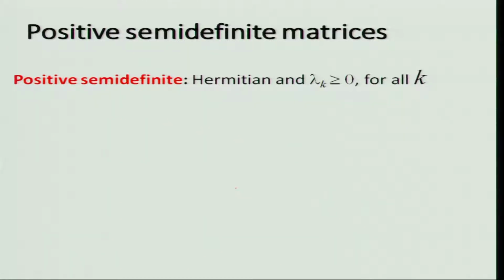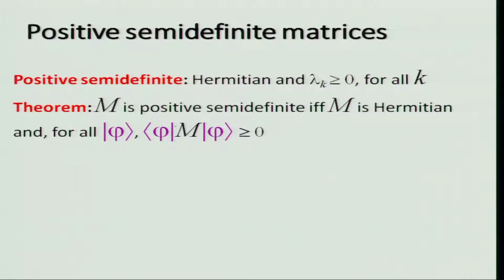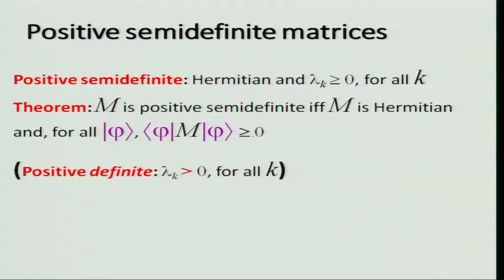Now, there are also positive semi-definite matrices, which have often been used in these kinds of studies in terms of gates and applications for quantum mechanical operations. Positive semi-definite means that they are Hermitian with the diagonal values greater than or equal to 0 for all k. There exists a theorem where a normal matrix M is positive semi-definite if the normal matrix is Hermitian and, for all values of ket phi, the expectation is positive. Positive definite means that the eigenvalues will be greater than 0 for all k.